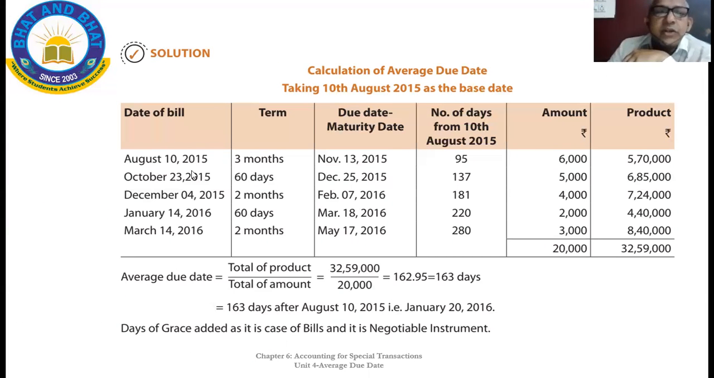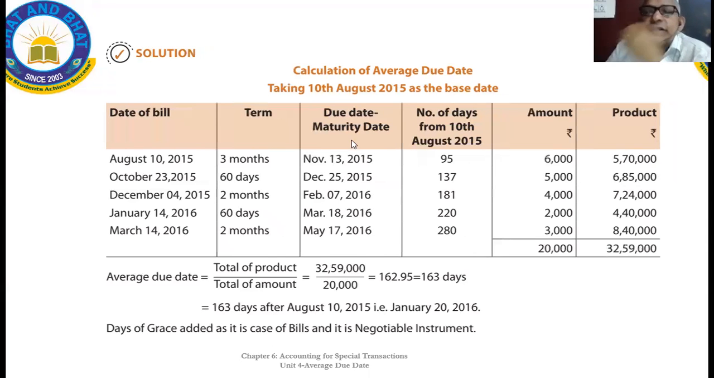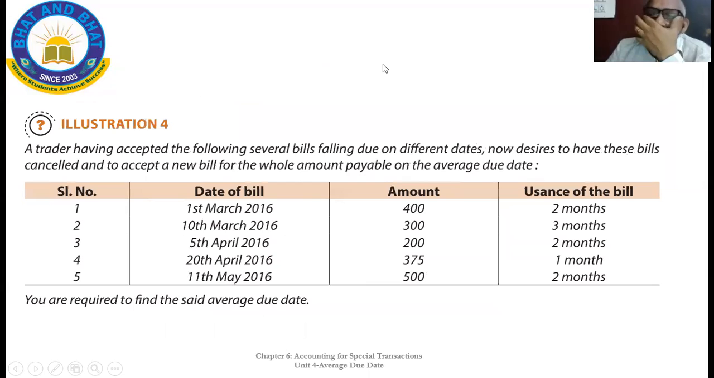See, from here, August 10. What is the 3 months? November 10. Then 3 months, 3 days added: November 13. Here again, 60 days. There only it is added. Yes, yes. Read this. Take the photo.